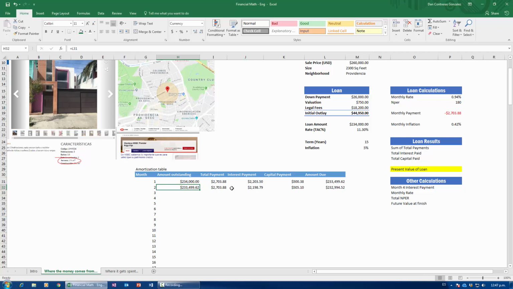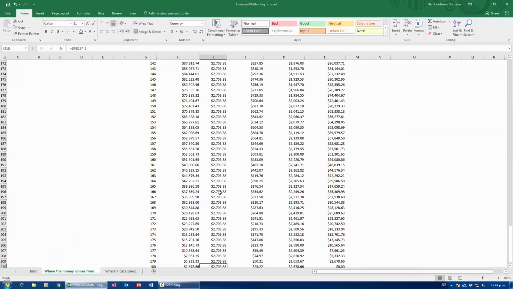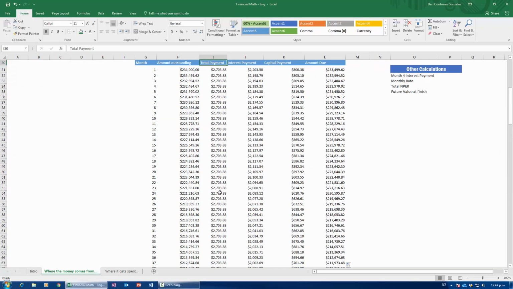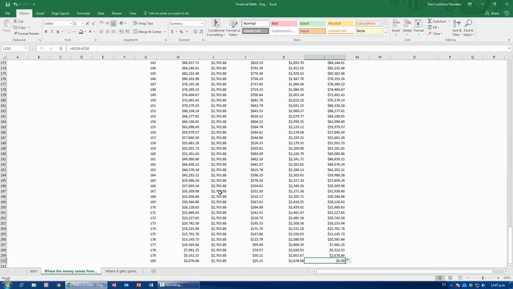All right, if we have our formulas correct, now we can grab this second line and drag it all the way down. All right, guys, drag it all the way down. How do we know we're right? Well, the amount due at the end of the very last month should be $0. All right, exactly $0.